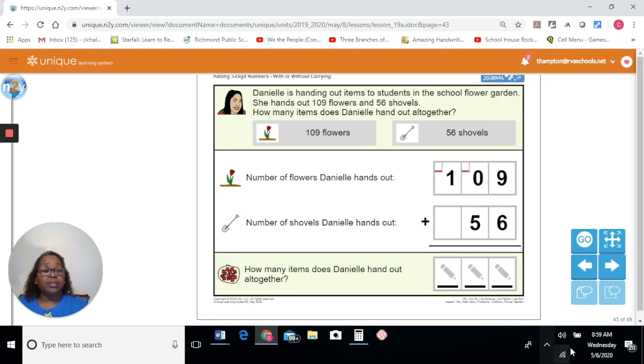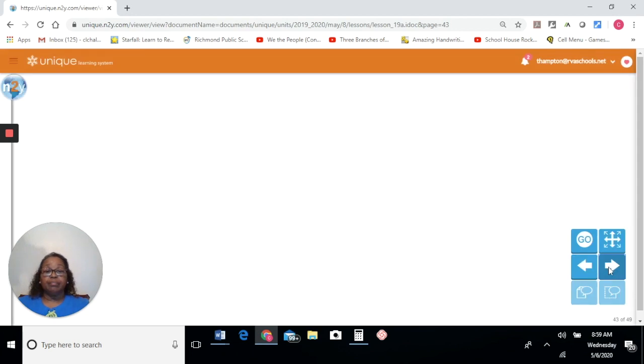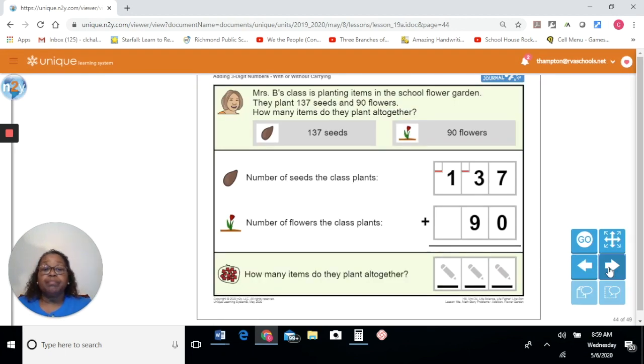All right, our next problem is the word problem. Mrs. B's class is planting items in the school flower garden. They plant 137 seeds and 90 flowers. How many items do they plant all together? Okay, 137 seeds and 90 flowers.